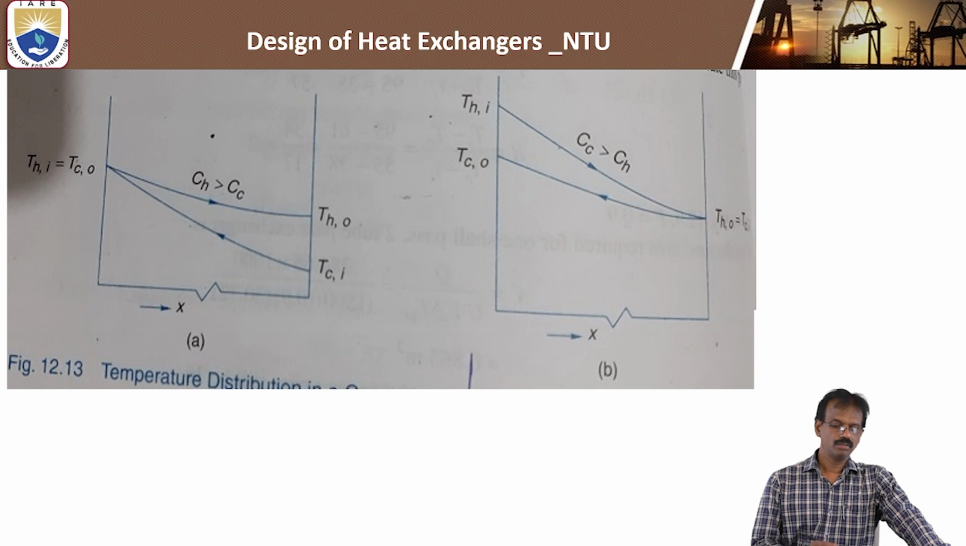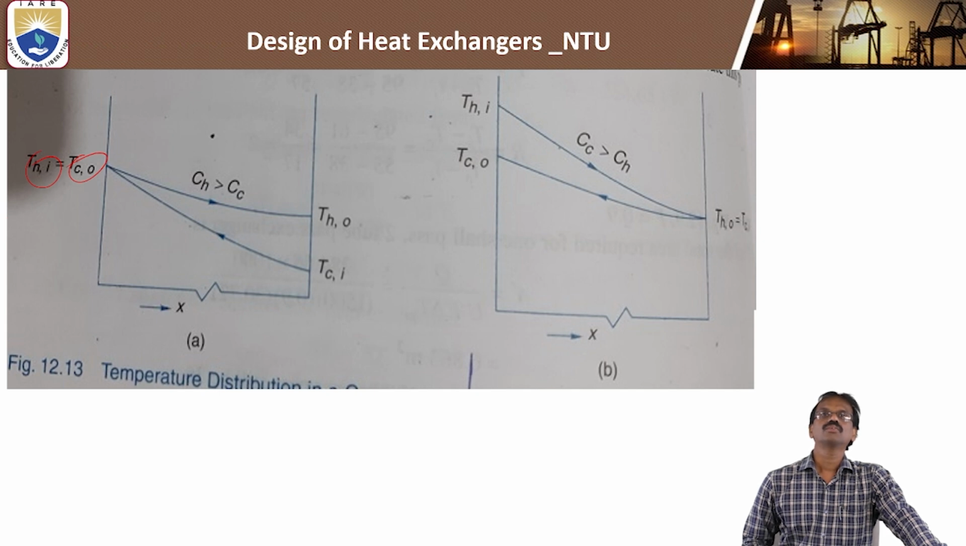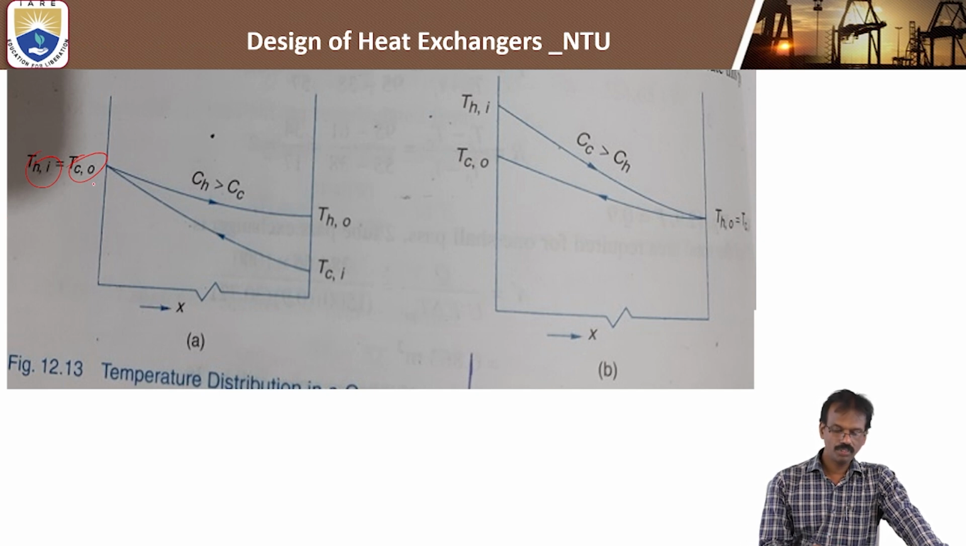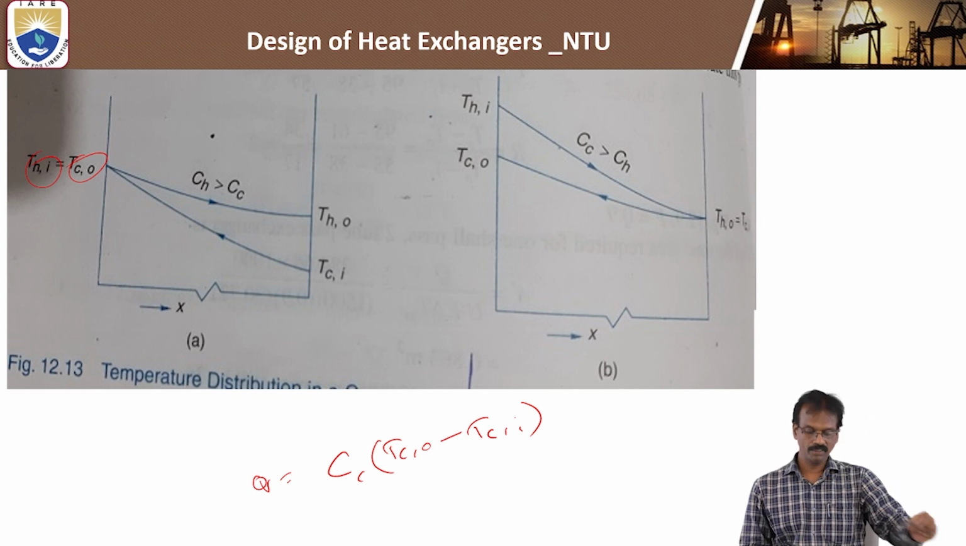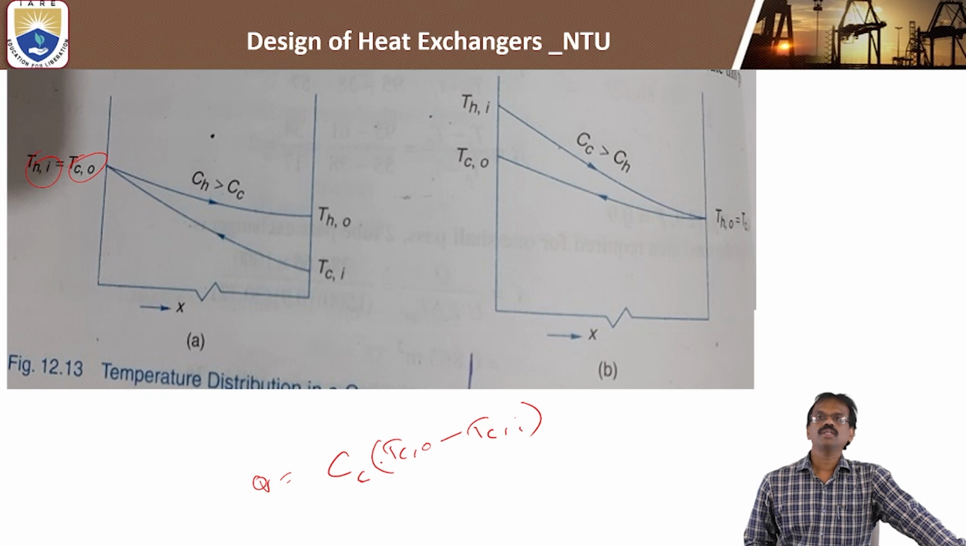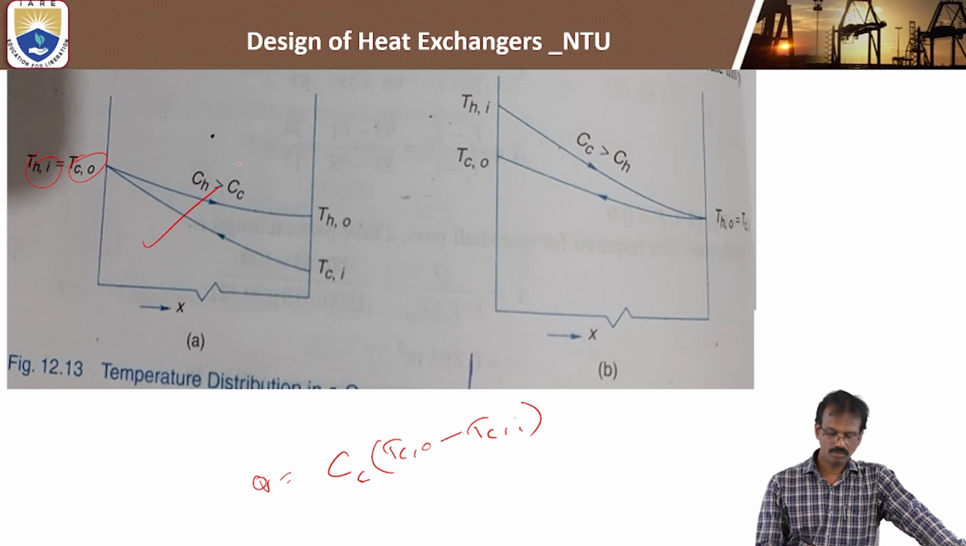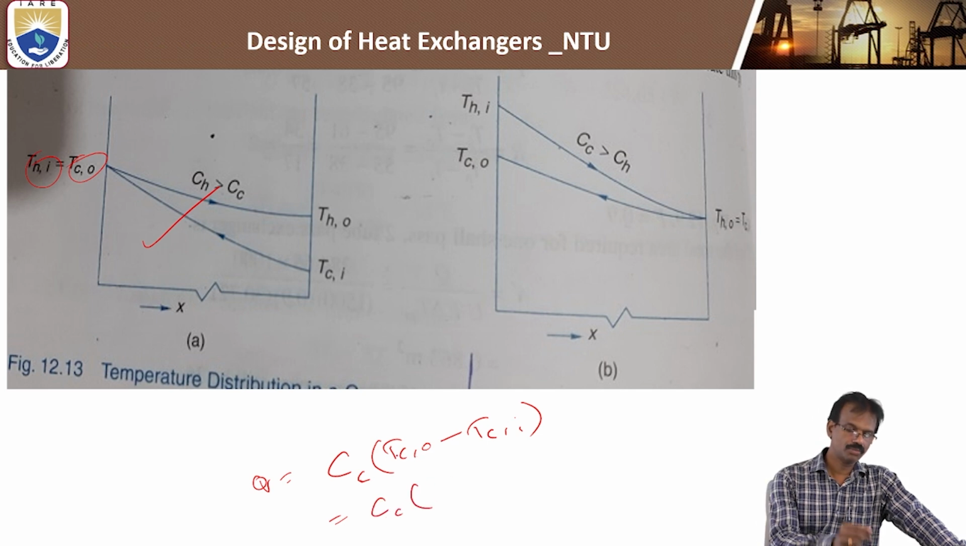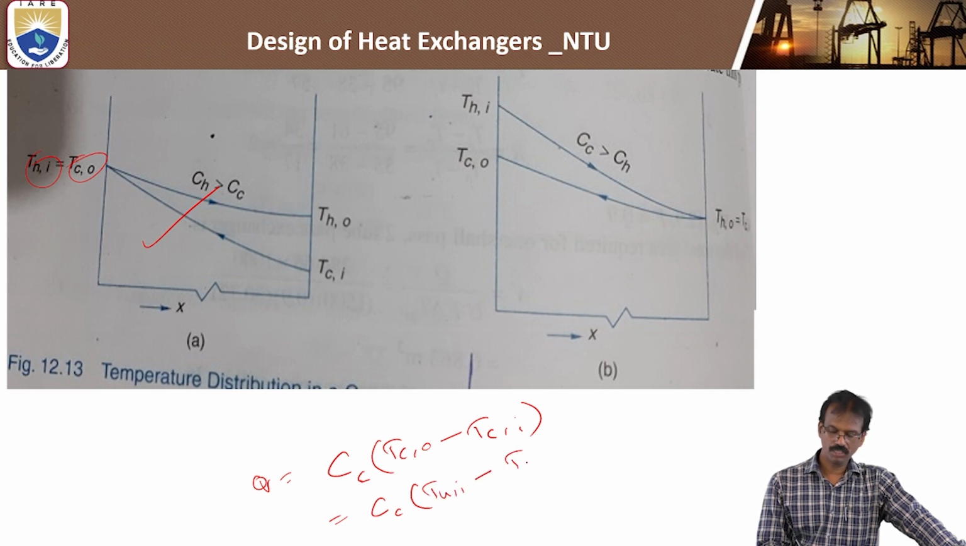Okay. Here we will see. Sometimes the hot fluid inlet is equal to the cold fluid outlet. So then the cold fluid temperature difference, you know the formula, for the cold fluid is CC into TC0 minus TC. This is the formula according to the laws of thermodynamics. Based upon this case, we can rewrite this formula as CC into (TC0 minus TC) is nothing but CC into (THI minus TC).